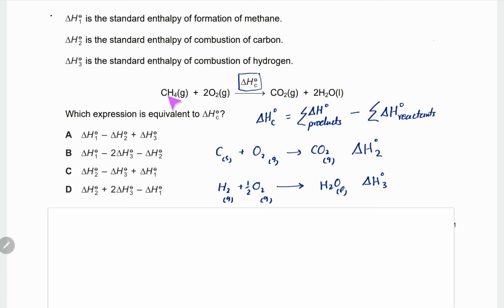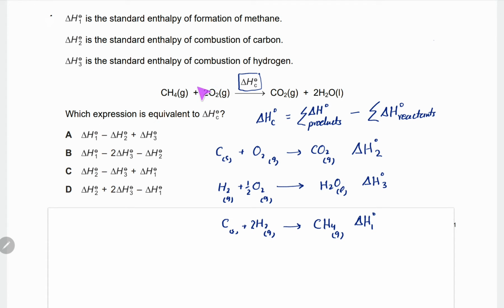Now coming towards the reactants. Methane: the standard enthalpy of formation of methane is delta H naught 1. Methane is formed by reacting solid carbon with hydrogen gas, giving us methane gas. So we will put 2 here to balance the equation. Remember, 1 mole of the compound will be formed. So to get 1 mole of the compound, carbon is 1 mole from the start, and hydrogen should be balanced as 2. This enthalpy of formation for methane is delta H naught 1.